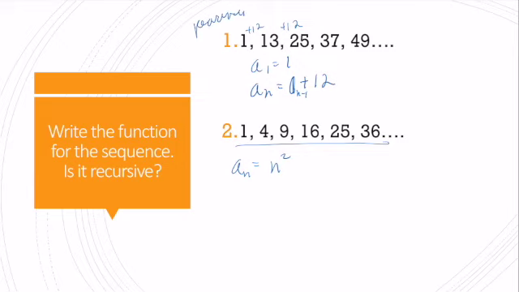Wow, you can't really read that now, can you? Let's try that again. This is recursive, our first example, and our second example is not recursive because the value of our second term doesn't depend on the value of our first term, and so on and so forth.